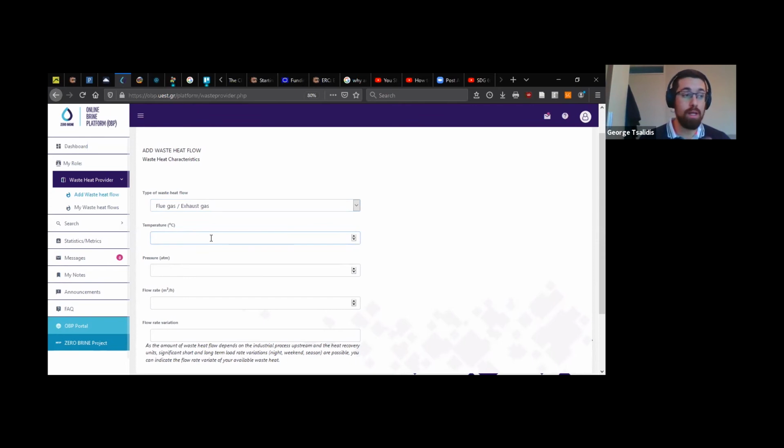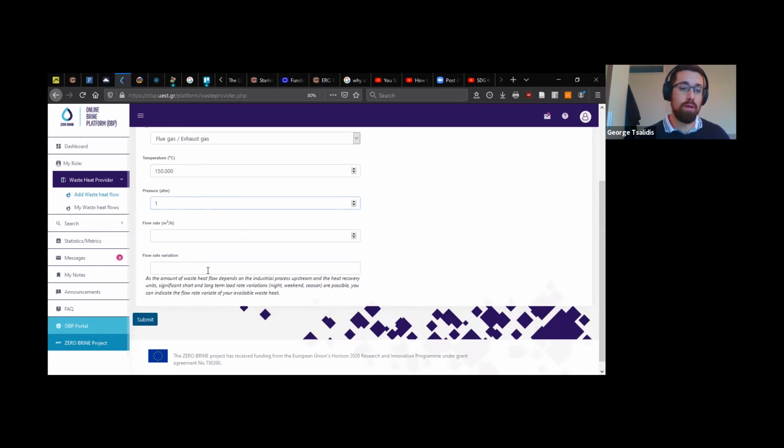when the flue gases exist at a certain point of my company, they can be used by another corporation, let's say, at 150 degrees. The pressure is 1 atmosphere, and the flow rate, and also the variation, the range of the flow rate, because the flow rate of the flue gases may range during the day and during the night, or between weekdays and weekends.